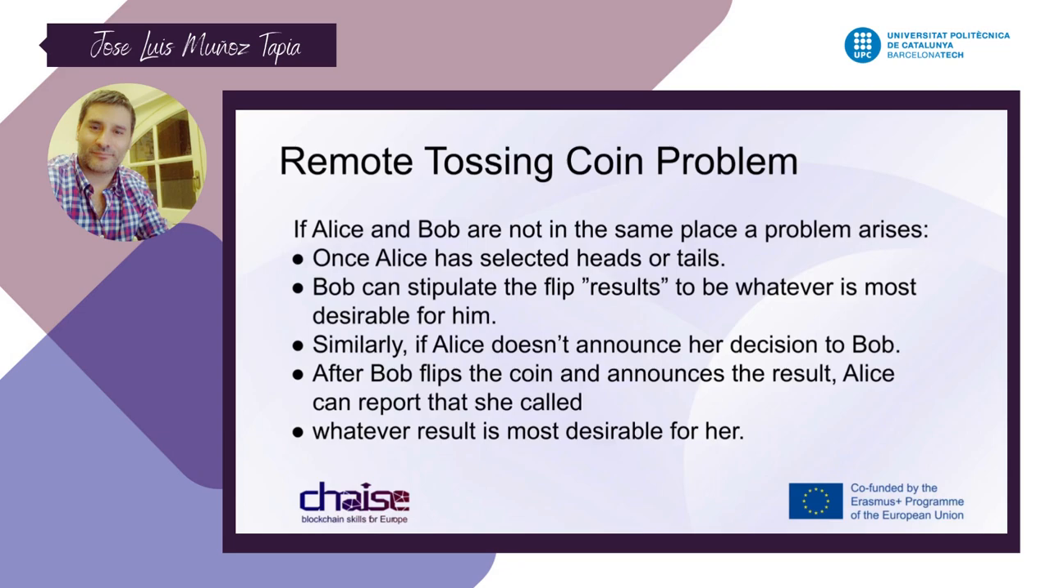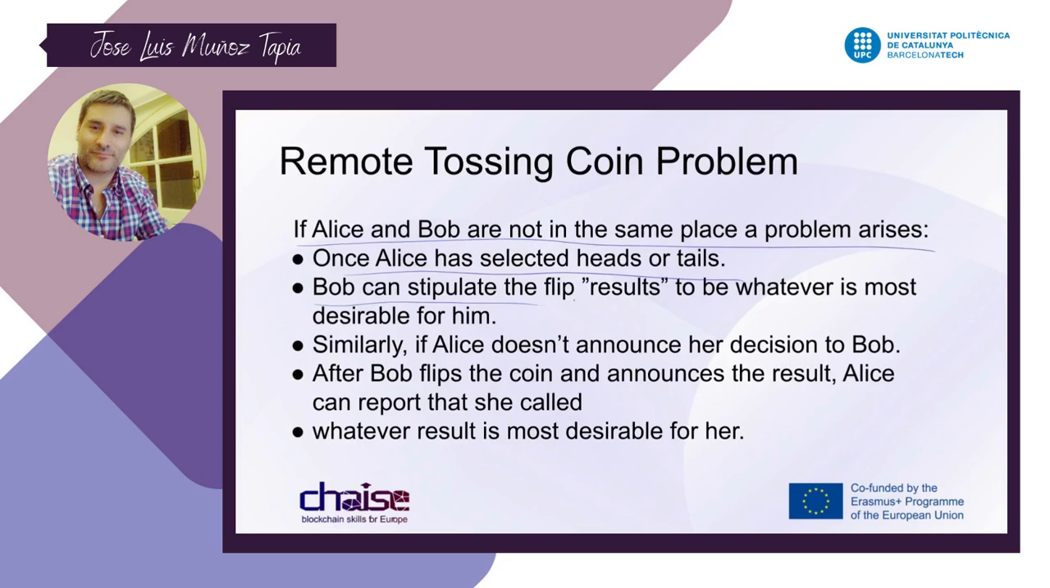Okay, well, now let's try to move this scenario to a remote scenario. If we try to play this game remotely, Alice and Bob are not in the same place. Then we have a problem: if we start with Alice selecting heads or tails, then Bob can say whatever he wants when he flips the coin, because Alice is not going to see anything. Essentially, Bob can stipulate whatever he wants so that he wins.